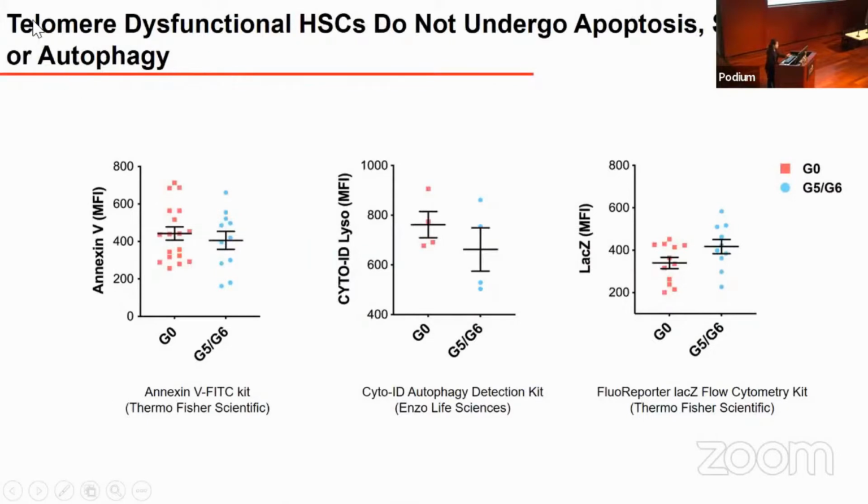And we demonstrated that the telomere dysfunctional HSC do not undergo apoptosis, senescence, or autophagy because we didn't observe the difference of annexin V staining for apoptosis, Cytopainter LysoGreen for autophagy, and the senescence analysis for senescent cell in the stem cell from short telomere G5, G6 as compared to stem cell from long telomere G0.